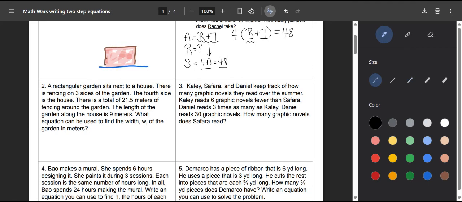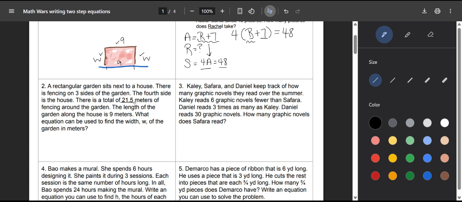Okay. There is a total of 21.5 meters of fencing around the garden. So I know that this and this and this are going to add up to 21.5. The length of the garden along the house is 9 meters. What equation can be used to find the width W of the garden in meters? Well, if this side is 9 meters, this side also has to be 9 meters. And if that's the length, that must be the width here. So I have to find out what those 3 sides would add up to.